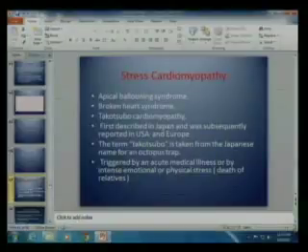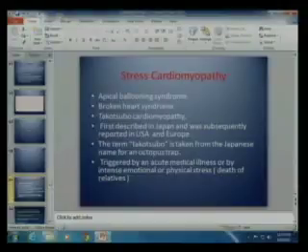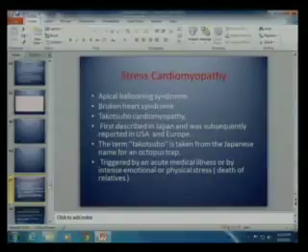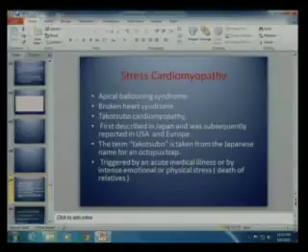The name is from Japan. It means octopus trap, because of the shape, and it's called Takotsubo in Japanese. So they call it Takotsubo cardiomyopathy. It was first described in Japan and was subsequently reported in the US and Europe. The term Takotsubo is taken from the Japanese name for an octopus trap. It's triggered by an acute medical illness or by intense emotional or physical stress.